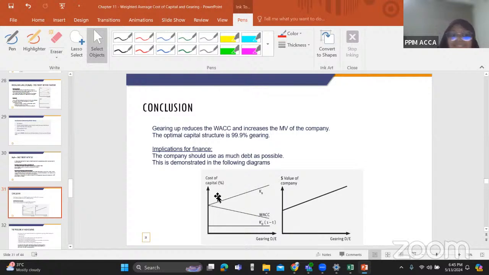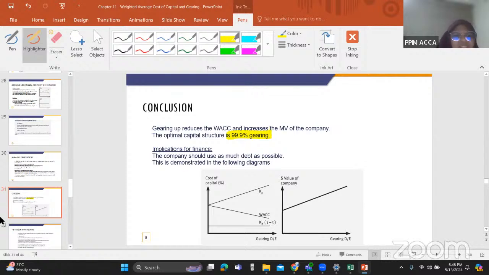Okay, so according to this theory, they are saying you have to run your company with 99.9% gearing, meaning almost close to 100% of your company should be running on debt because we believe that it is cheaper. Okay, so those are the three main capital structure theories.